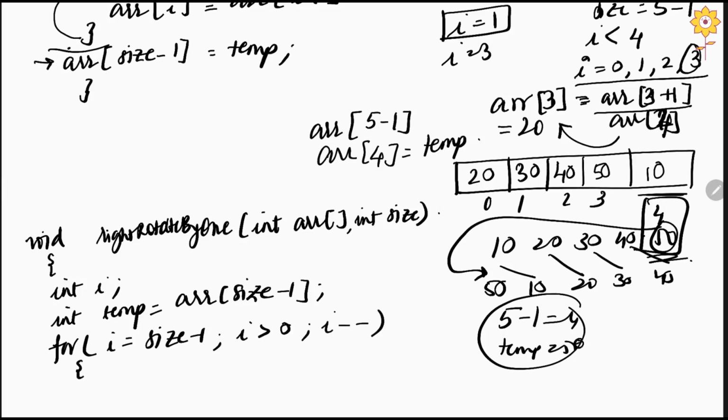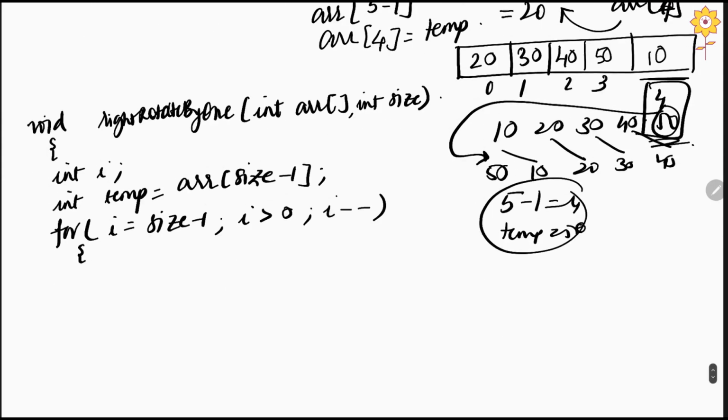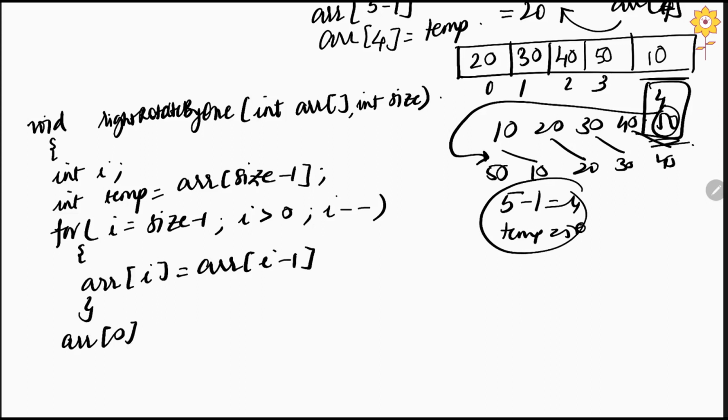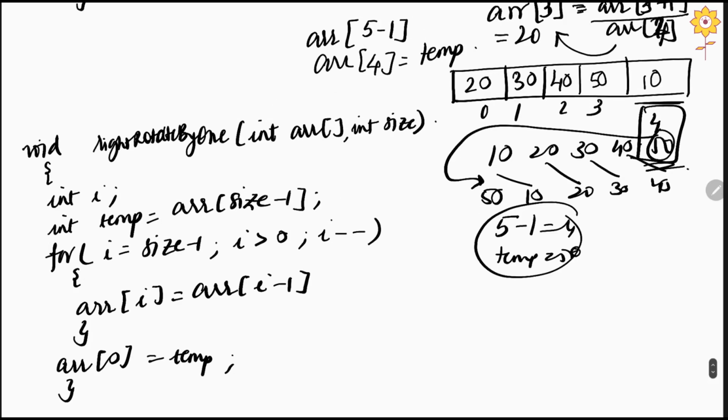So what is going to happen here in this for loop? What we are doing? The element in the array at the ith position, what is it getting? It is getting the value at i minus 1, okay, and then finally after that, the 0th position is getting the value temp, correct. So let me quickly explain what is happening here. What did we do? We shifted size minus 1 inside temp, so temp is having 50.